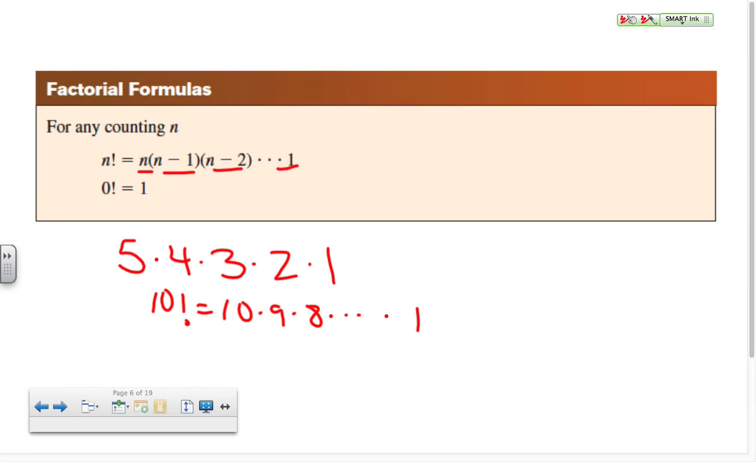The special rule is that 0 factorial always equals 1. What's with the minus? It's a formula, so it's saying if this is 10, what's 10 minus 1? 9. What's 10 minus 2? 8, and so forth. That's why formulas are general and broad, they always use variables to show that you could apply it to anything.